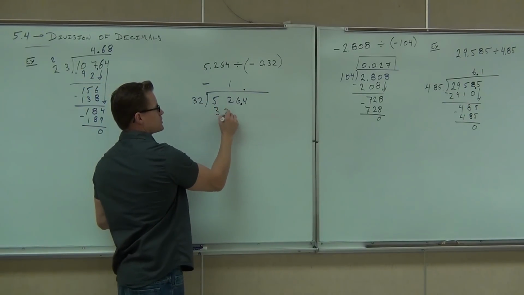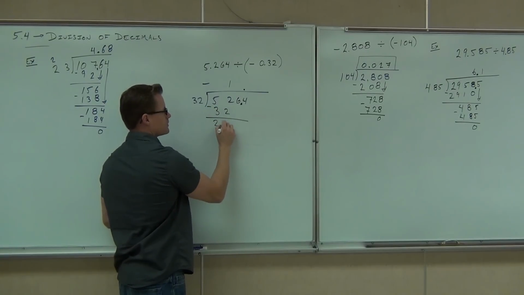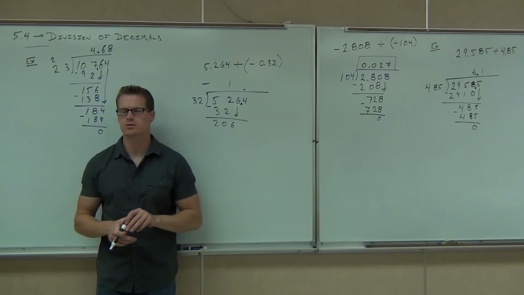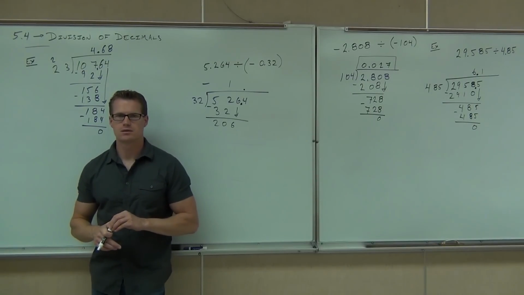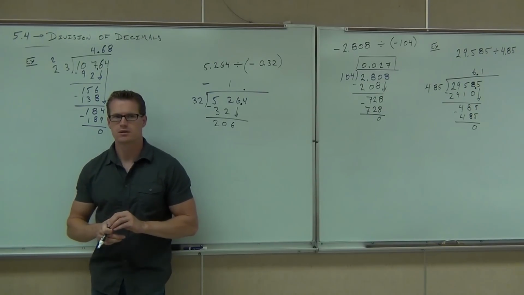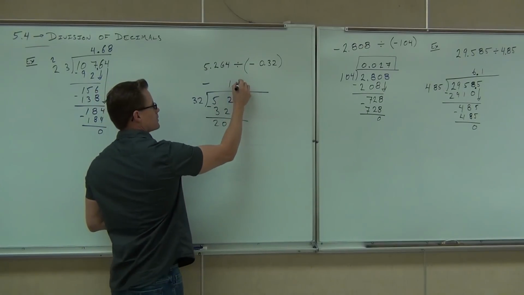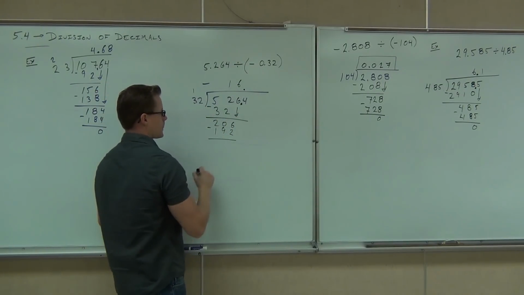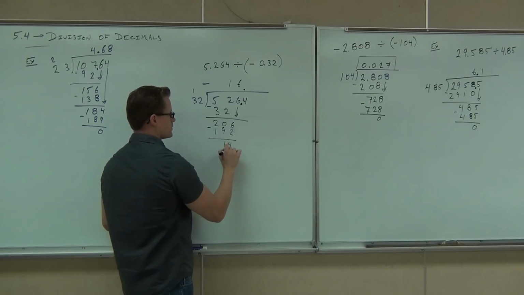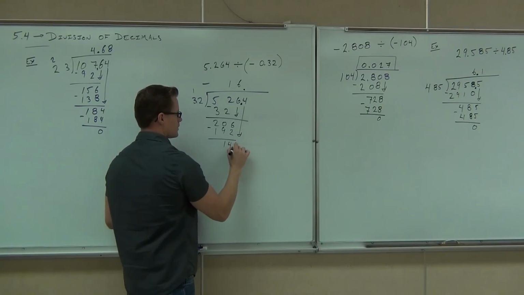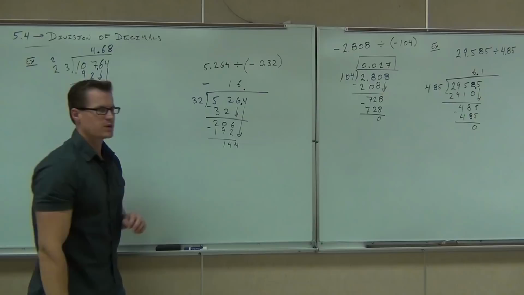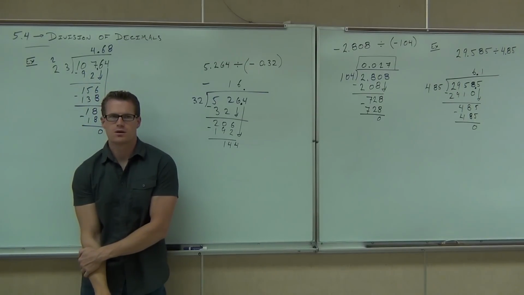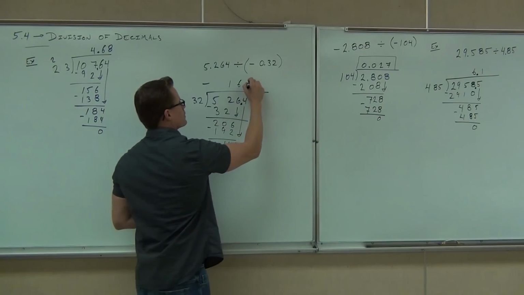So we'll make that 32. We'll subtract, and we'll get 20. We'll bring down the 6 and get 206. 32 into 206. How much is that? 6 times. Looks like we're going to get 14. If I bring down that 4 again, we get 144. How many times does 32 go into 144? 4 times. Yeah. Okay.